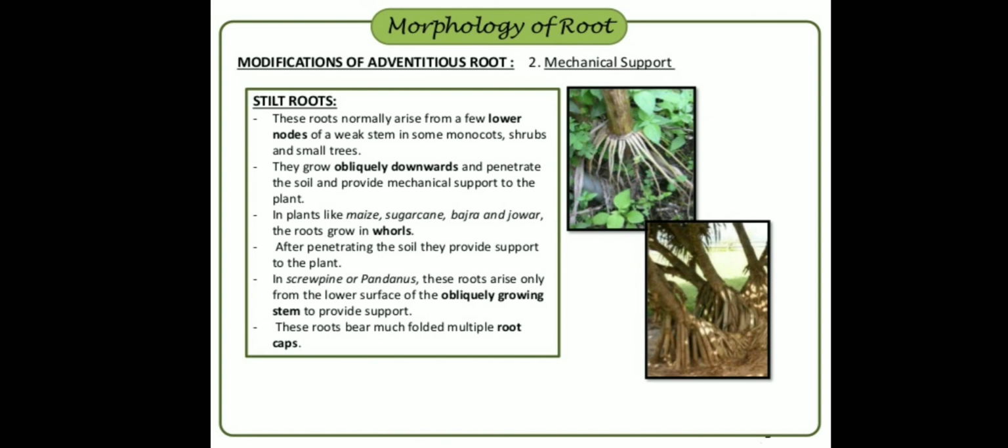These roots normally arise from a few lower nodes of a weak stem in some monocots, shrubs, and small trees. They grow obliquely downwards and penetrate the soil and provide mechanical support to the plant. In plants like maize, sugarcane, bajra, jowar, the roots grow in whorls. After penetrating the soil, they provide support to the plant. In screw pine or pandanus, these roots arise only from the lower surface of the obliquely growing stem to provide support, and these roots bear much folded multiple root caps. So these were the modifications of roots.